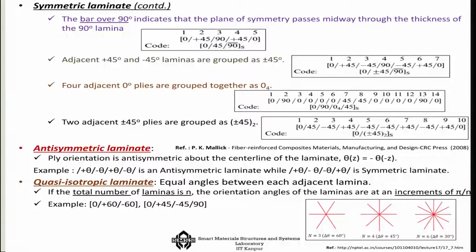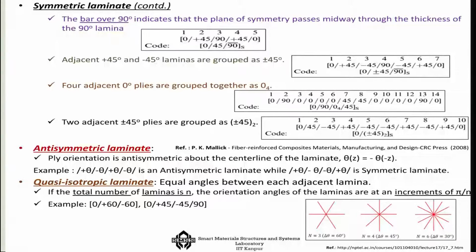Similarly, antisymmetric also. Suppose there are 4 layers, you can put it in this manner, or antisymmetric. Another is plus theta, minus theta, plus theta, minus theta. That means for every plus theta, the next layer is actually minus theta.